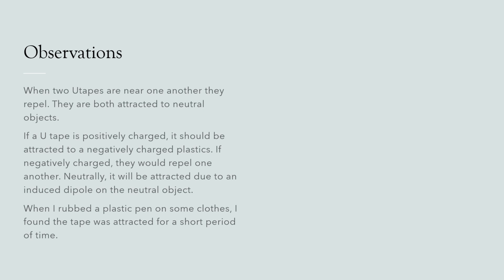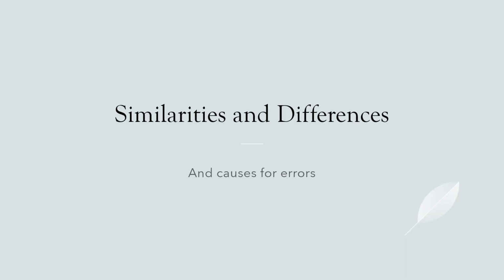And as for observations, when two tapes are placed near one another, they both repel. If a tape is positively charged, obviously it attracts negatively charged things and neutrally charged things by creating an induced dipole, but it does repel other positively charged objects. These similarities and differences, or causes for errors in our model, are caused by these assumptions that we made. So if we were to model it differently, we would get different values.